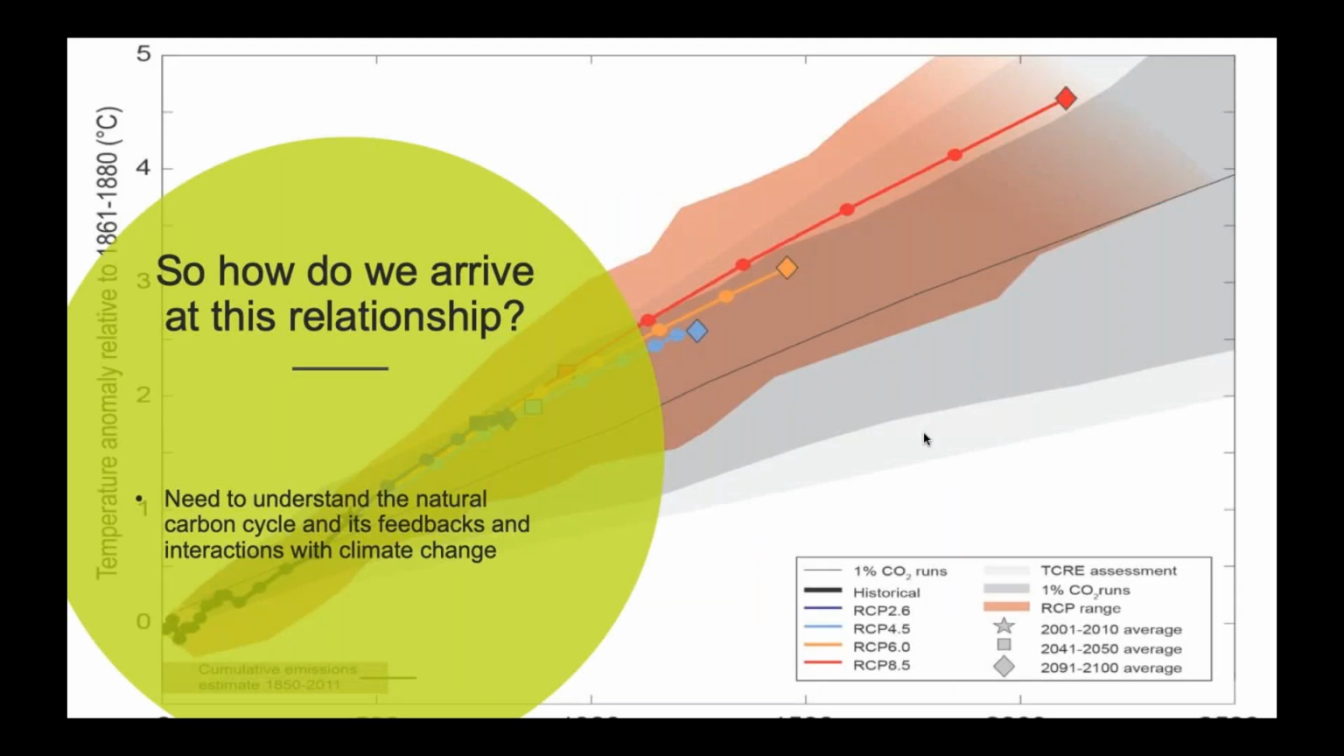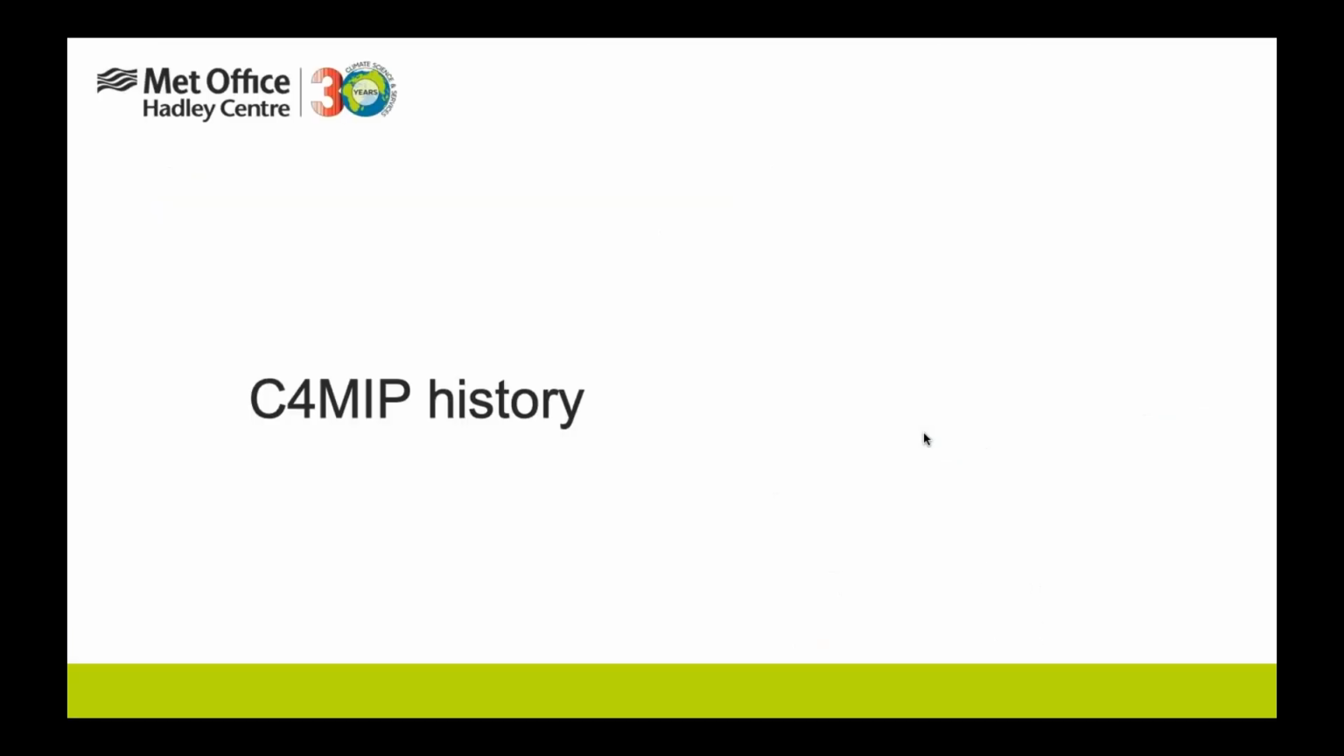So I'm going to talk a little bit about how we actually arrive at this relationship. And what you can see is there's a fair amount of spread across that orange plume. So if you wanted to read across from a temperature target of 2 degrees to come up with a carbon budget, there's a fair amount of uncertainty. So it's important to understand the natural carbon cycle and its feedbacks and see if we can try to reduce some of that uncertainty. So that leads us into really what C4MIP is about.